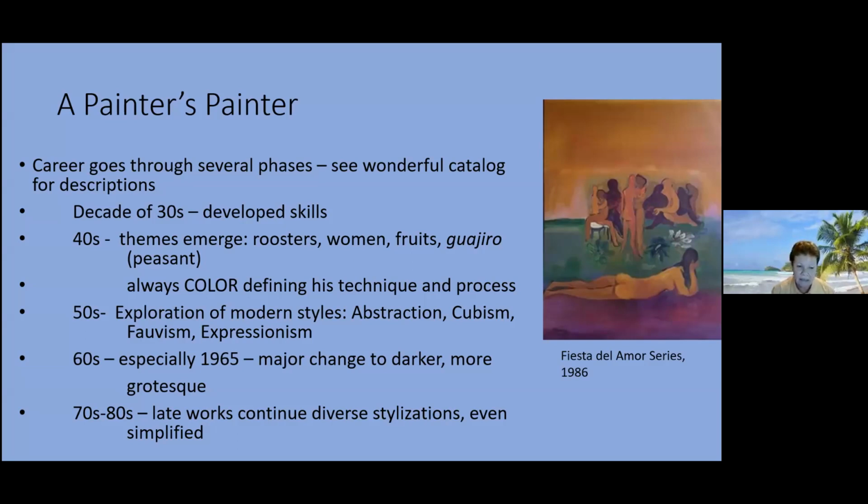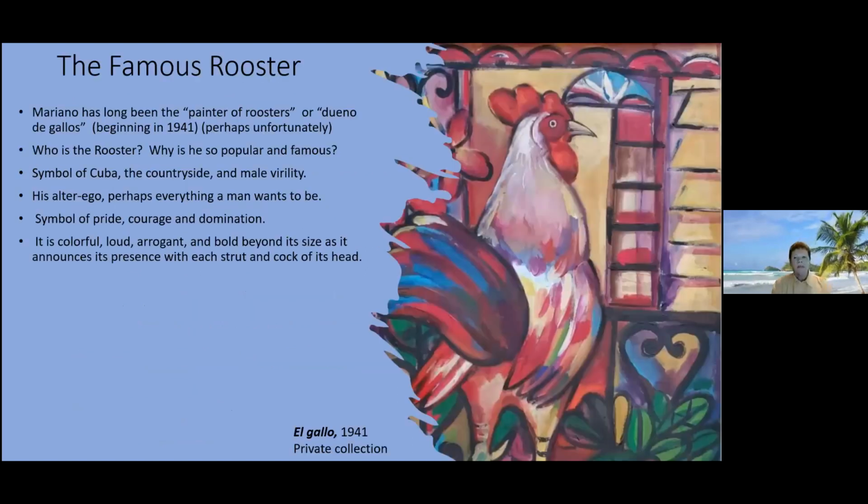In the 70s and 80s, his late works are very diverse. Sometimes they become quite simplified and other times not. So it's quite extraordinary to see the breadth of production during his career. Okay, so we got to talk about the rooster. He has long been the painter of roosters, dueño de gallos, as Elizabeth said, beginning in 1941, and perhaps unfortunately, because the rooster has become so dominant.